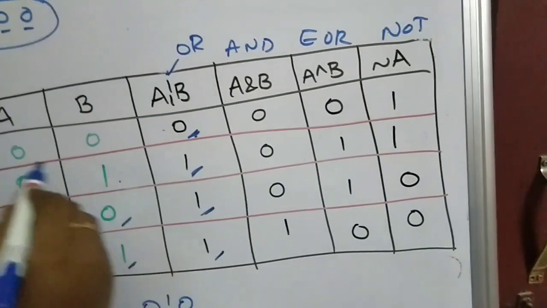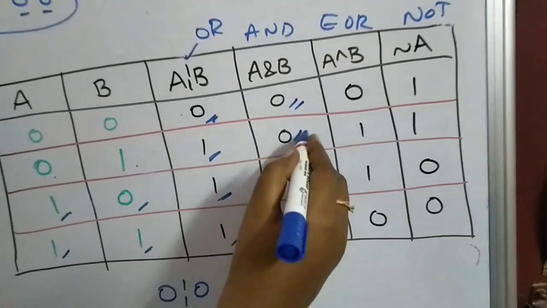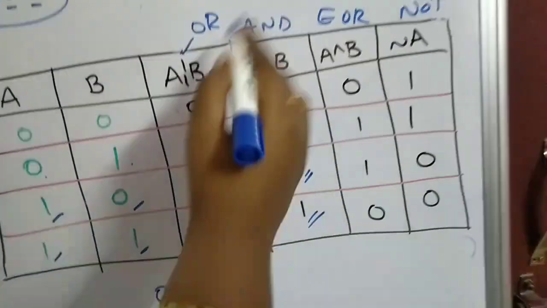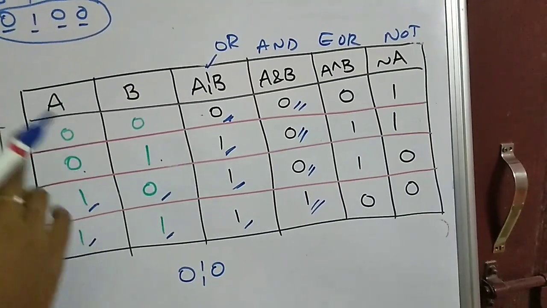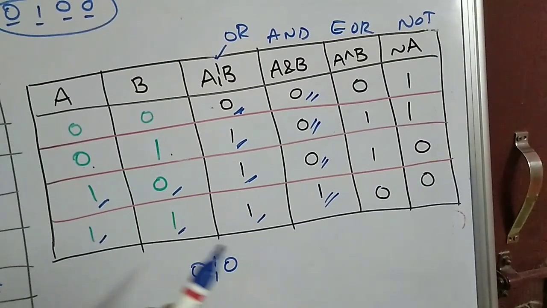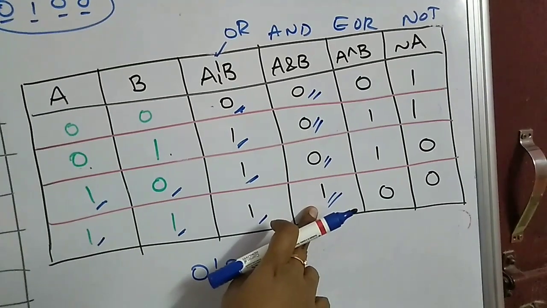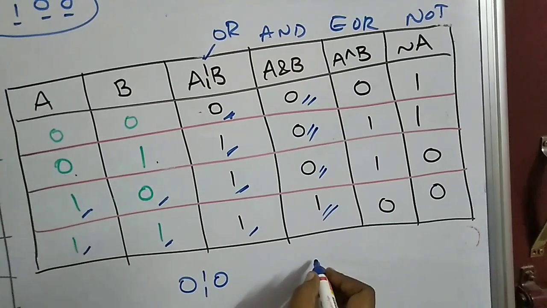Now coming to the AND operation. If both are 0 and 0, it is 0. 0 and 1, it is 0. 1 and 0, it is 0. And 1 and 1, it is 1. So what we understood with the AND operation is that if any of the operands is having 0, then the output will be 0. Both the operands should be 1 to get a 1 as the output. So this is regarding the AND operation.